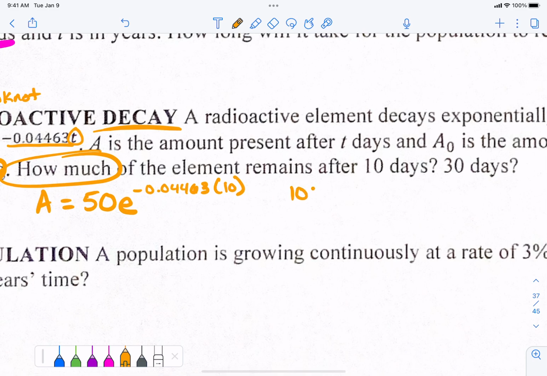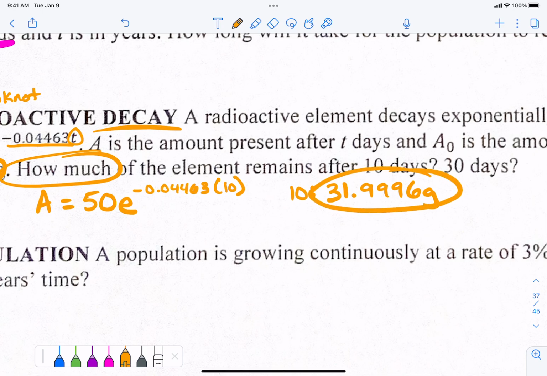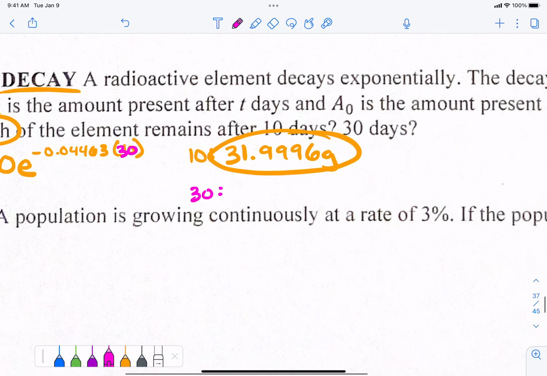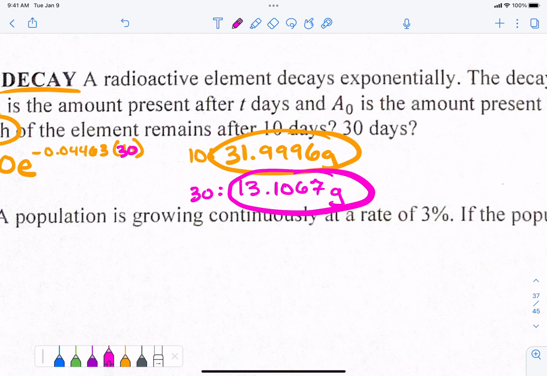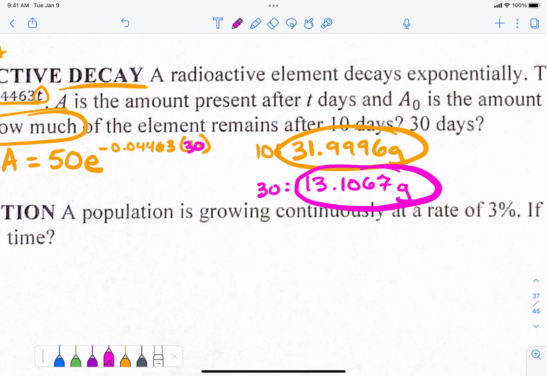Okay, so if you plug in 10, now, real quick, you're starting with 50 and we're decaying. So I know this number should be less than 50, right? If you get a number bigger than 50, you didn't do it right. So it should be like 30, is it 30? 31.9996 grams is what's left over after 10 days, okay? Then if you do it again and you plug in 30 this time, I don't remember if it's like 12 or 17 or something like that. 30 days is how many grams? 13.1067 grams, okay? And that seems appropriate, like it's decaying in value, right? 50 is what you're starting with, and then you're going down, right?